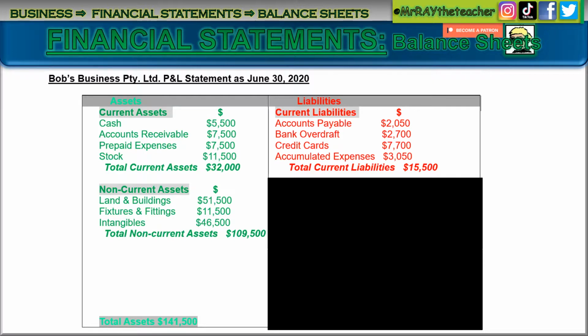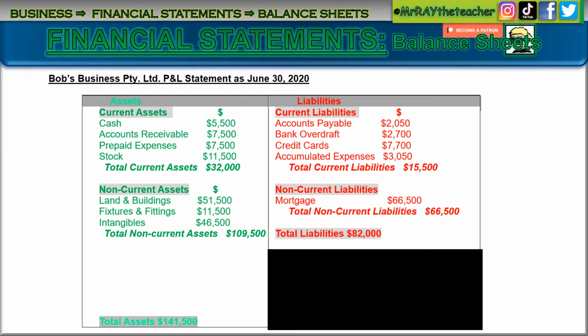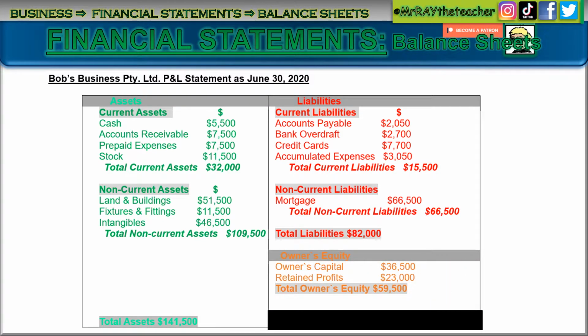Anyway, accounts payable, bank overdraft, credit cards, and accumulated expenses. Total current liabilities of $15,500. Non-current liabilities, he's got a mortgage, so that's $66,500. And there's your total. Just runs down because you've only got one thing there. Add them up, your total liabilities, so that's your current and your non-current liabilities, adds up to 82K. And then you got your owner's equity. So owner's capital, 36.5K, and retained profits, 23K. K means thousand if you didn't get it, so that's 23K equals $23,000.